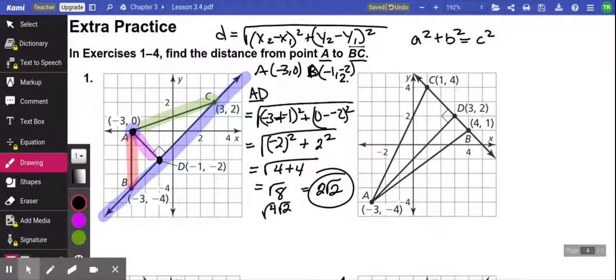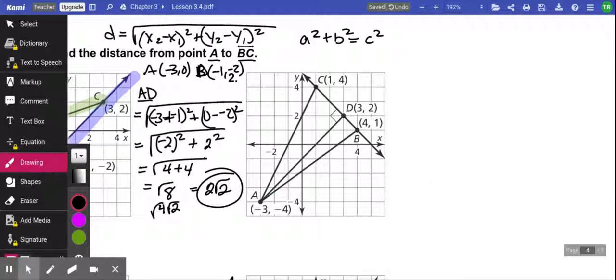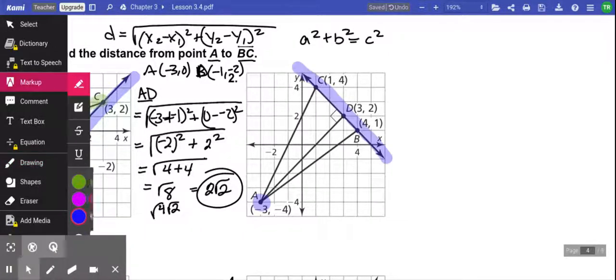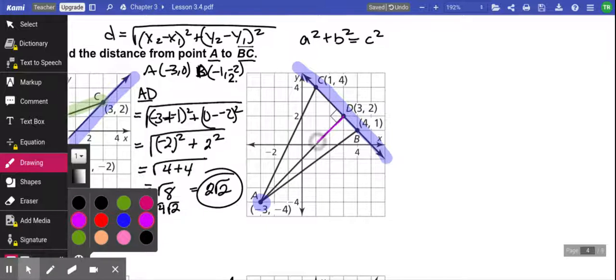I would strongly encourage you, pause the video and try the next one on your own. Okay, try number 2. So again, we're looking for the distance from A to that line BD or BC. The one I'm going to focus on is the one that makes the right angle. In that case, that's going to be this one right here. This time I'm going to do the Pythagorean theorem just in case there's some of you that like that method. Instead of the distance formula, I'm going to just show you the rise and the run here.